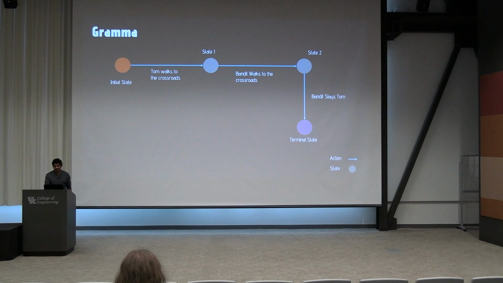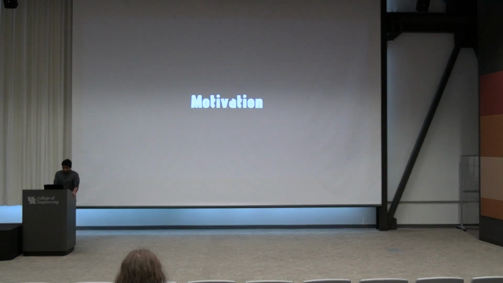But the question is, can we find faster ways to do this search, since these directed graphs are not conventional directed graphs? So our motivation is to guide or modify existing algorithms like breadth first search.